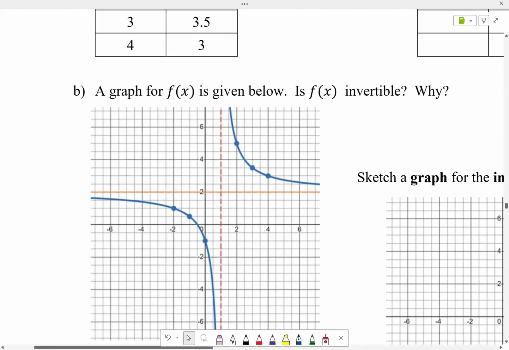Does this have an inverse? Show me how you know. I didn't say tell me how you know. Show me how you know. Let's discuss with your neighbor. A lot of people are just looking at their paper. How do you know it has an inverse?